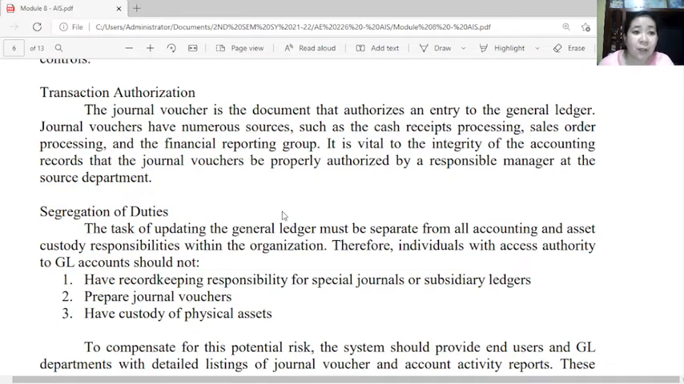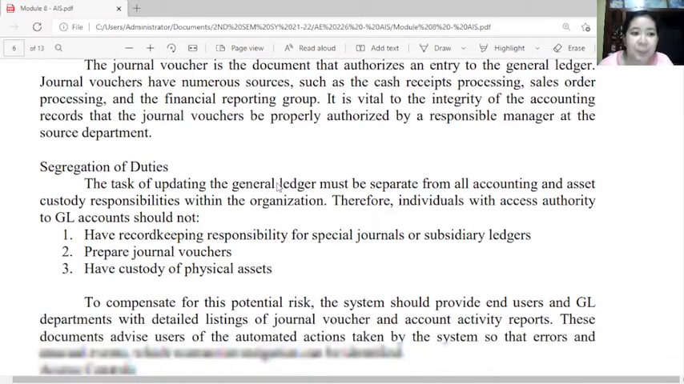So here, journal vouchers have numerous sources from cash receipts, sales order, financial reporting group, and so on. So it is therefore vital to the integrity of the accounting records that these journal vouchers be properly authorized by the responsible manager at the source department, authorizing the transactions to avoid misstatement, error, and fraud.